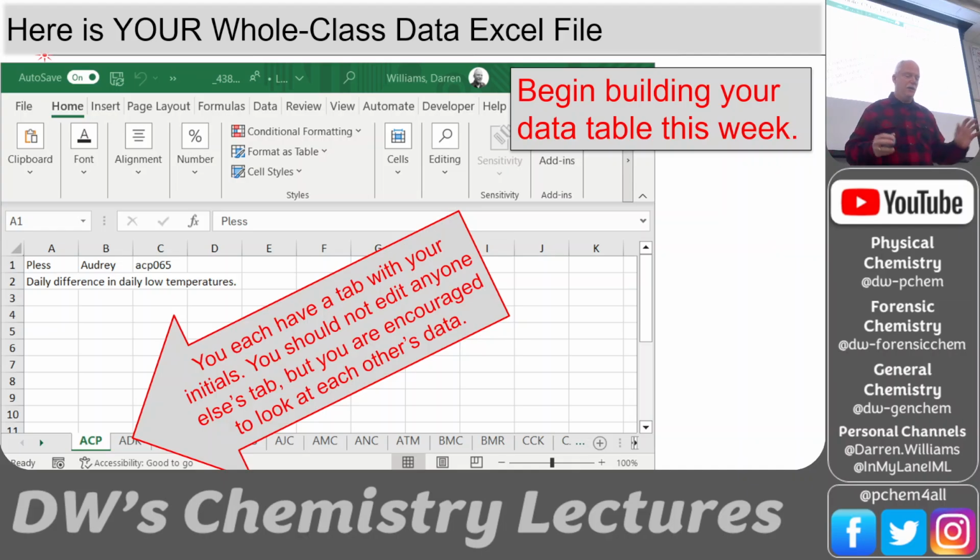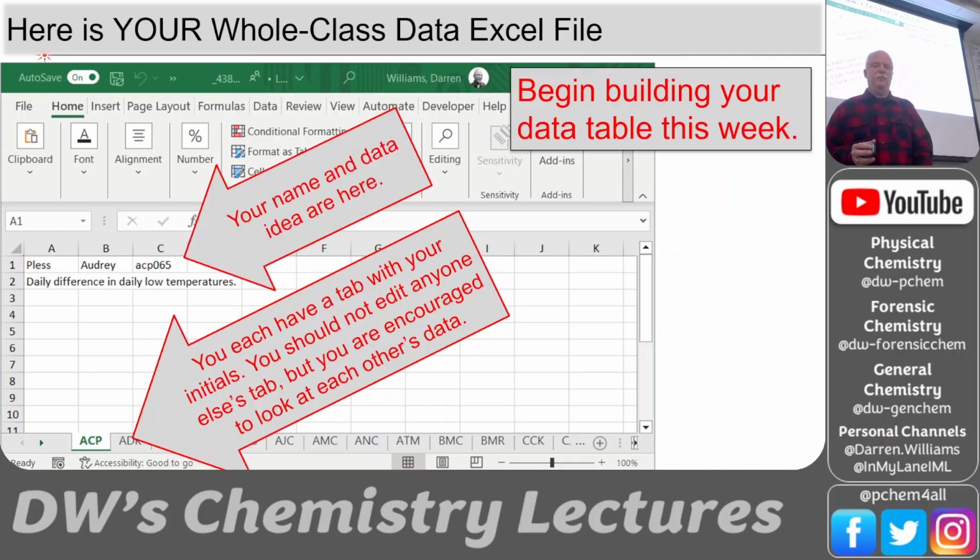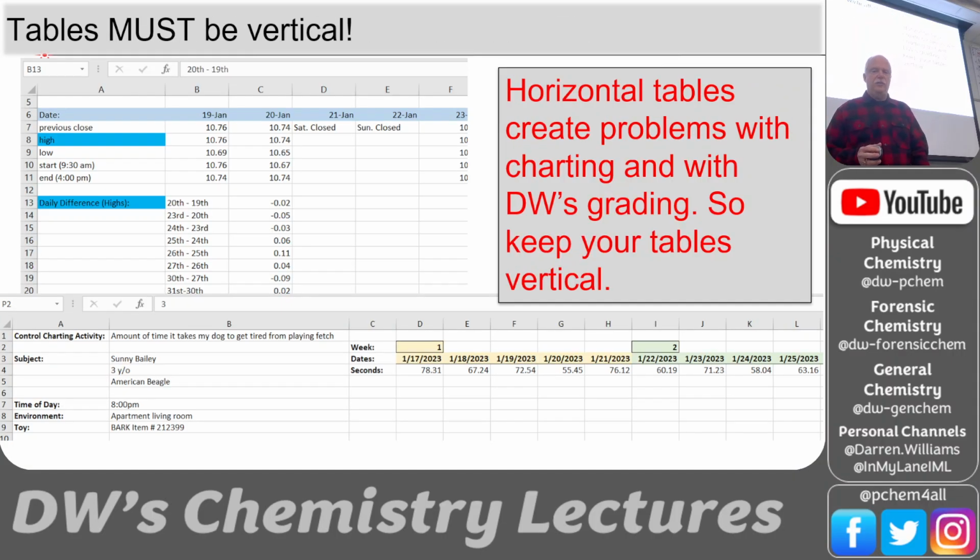You can just format it that way, but I want to show you some of the ways if you try to get creative that it's okay. It's your data, it's your table, but don't be so creative that you create problems for yourself. So here's some of the problems. Okay, and so horizontal tables are terrible.